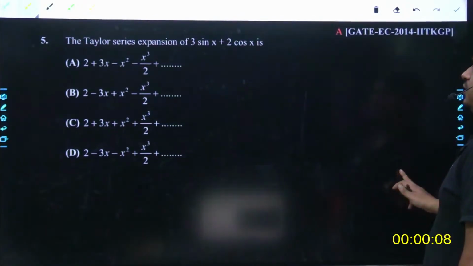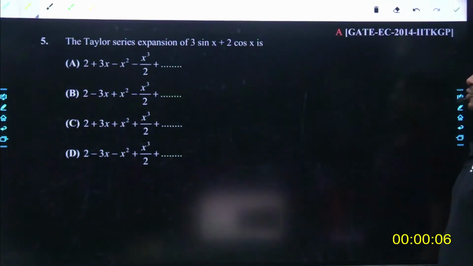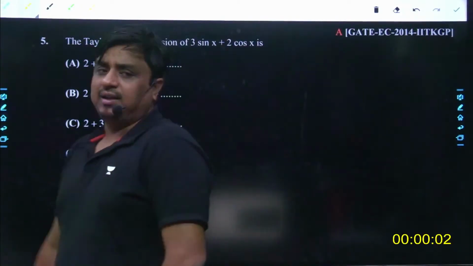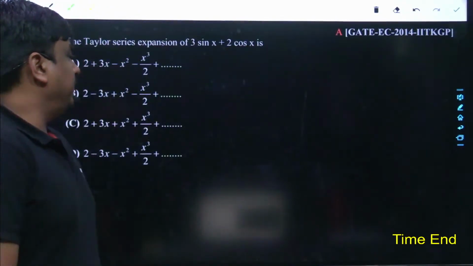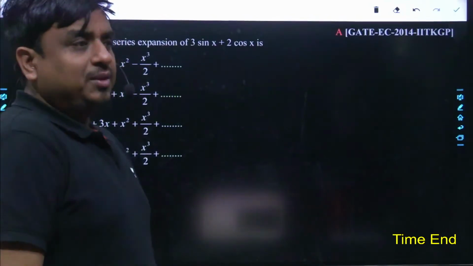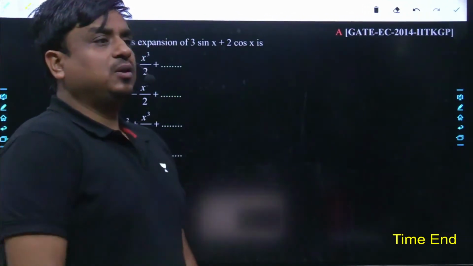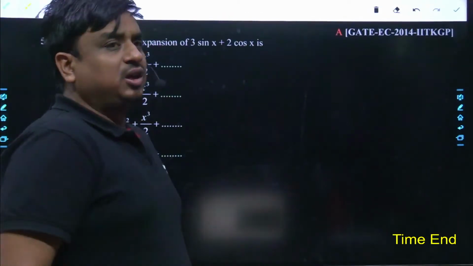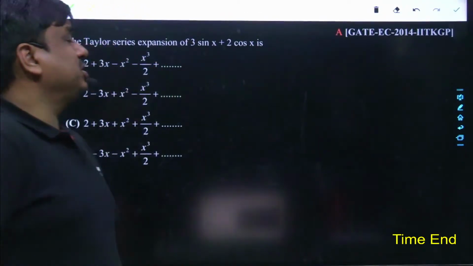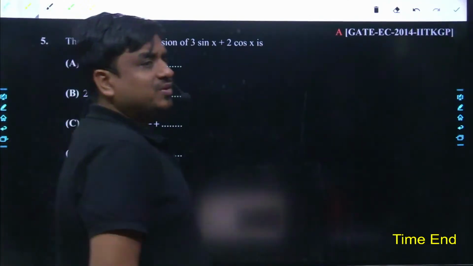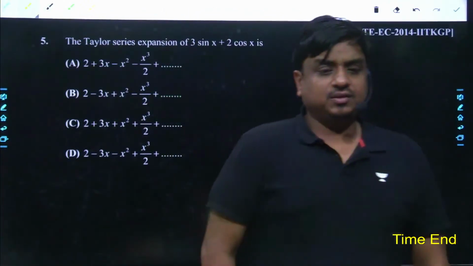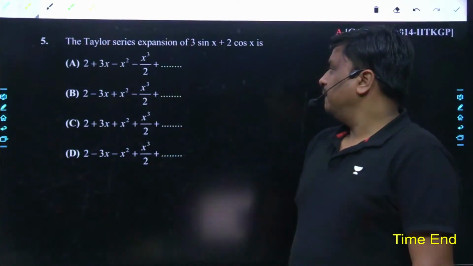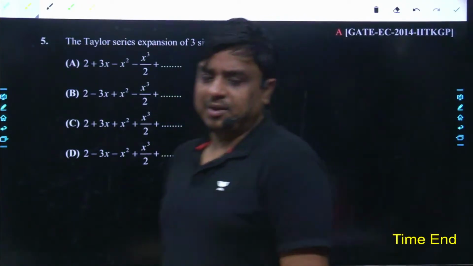Now again, the Taylor series expansion of 3 sin x plus 2 cos x is. Tell me what could be the best answer for this given question. I would request each one of you to tell me which topic I should start after this. Should I be teaching probability? At least this input must come from you guys. Tell me what could be the next topic which we can learn from here onwards. Read this problem carefully and tell me what could be the best answer.